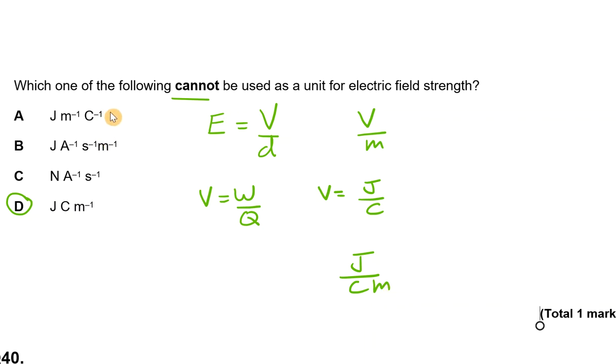So this one, A, is joules per coulomb per meter. So that is a correct one, but not the right answer because we're looking for one that cannot.